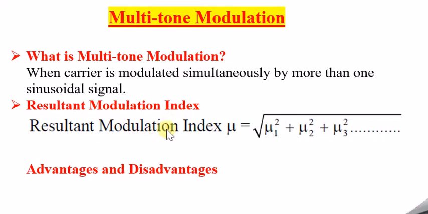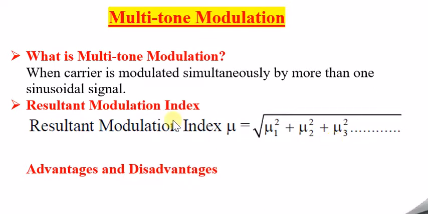The resultant modulation index is represented again by mu, and the different modulation indices are represented by mu1, mu2, mu3, mu4, mu5, mu6, and so on. In this way, the resultant modulation index is nothing but the square root of the sum of the squares of the individual modulation indices. So mu equals the square root of mu1 square plus mu2 square, and so on. We just have to add the squares and take the square root. That is the only thing.